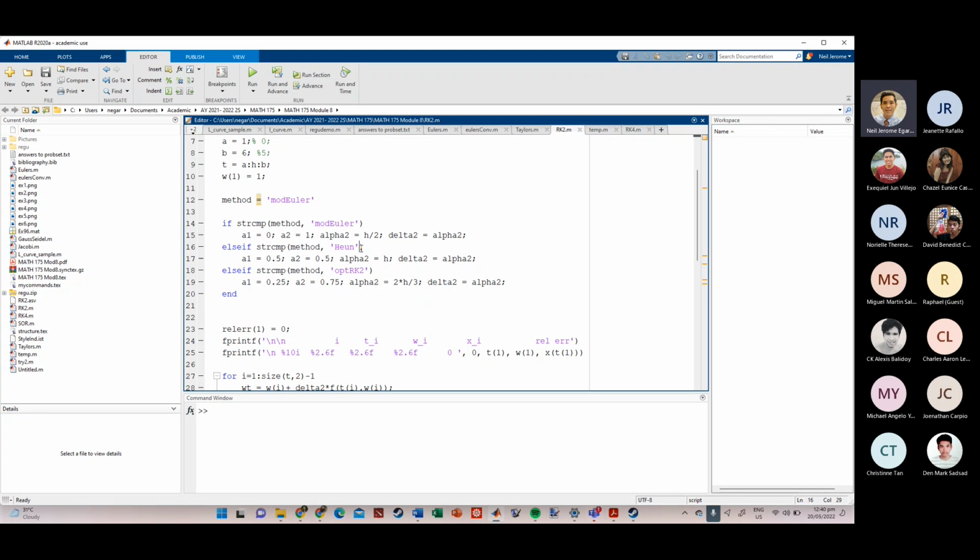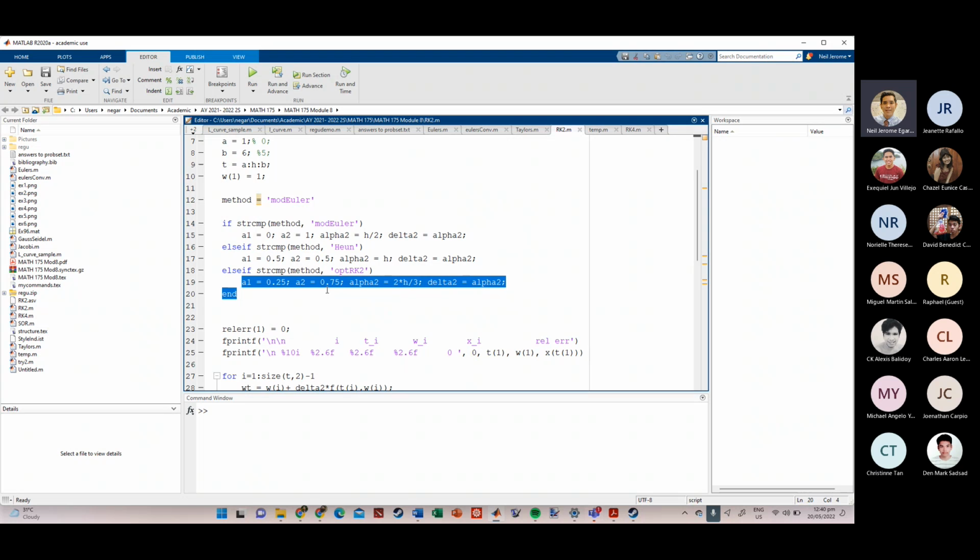So ito naman, dito siya papasok. Kapag ang method ay yun, ito yung values ng parameters. Okay? Tapos kapag ang method naman ay optimal RK2 o opt RK2 ang in-input ni user, ito yung coefficients. If you write your program this way, it's easy to add additional variants. Kung gusto mo, halimbawa, Ezekiel's method, lagay ka lang diyan, else if, strcmp, method, quotes, Ezekiel's method. Tapos, ibigay mo yung A1, A2, alpha 2, at saka delta 2 na gusto mo.